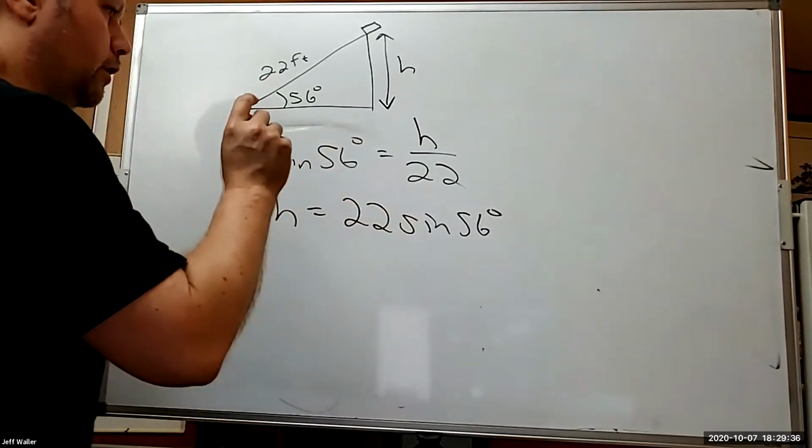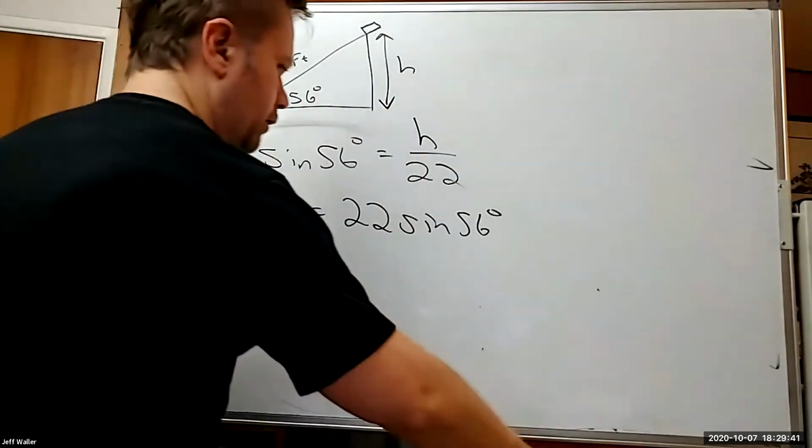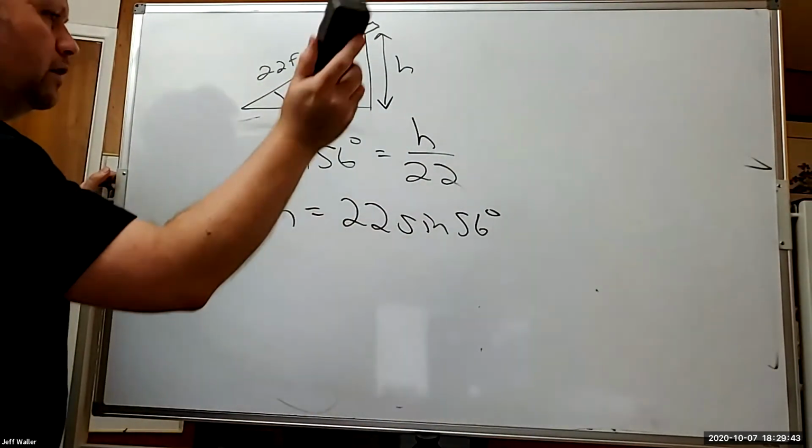Now there are certain angles you have to memorize, and then there's certain angles that you just grab the old calculator, because no way we're going to memorize all of them. That's insane.